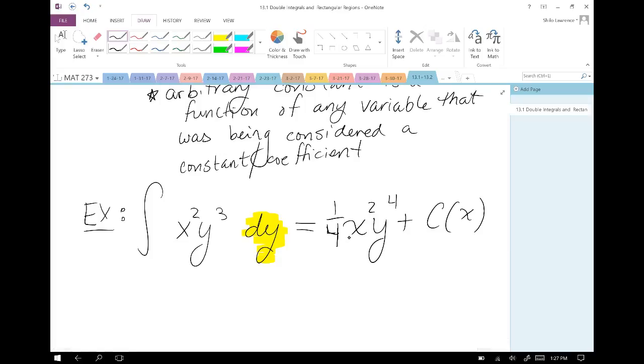We had another variable in that problem that we were just considering to be a constant or coefficient, and it's the x. So our arbitrary constant could be a function of x. C of x. Kind of like in algebra where we say f of x.